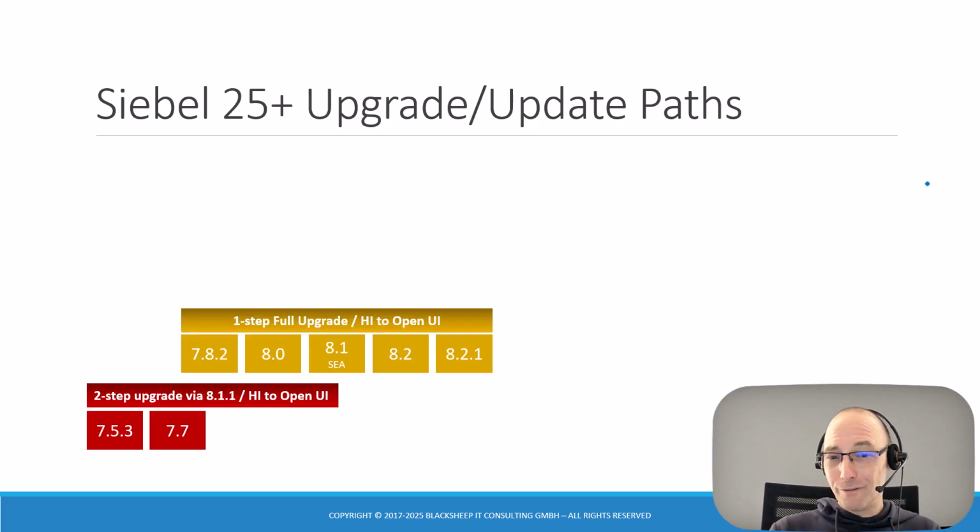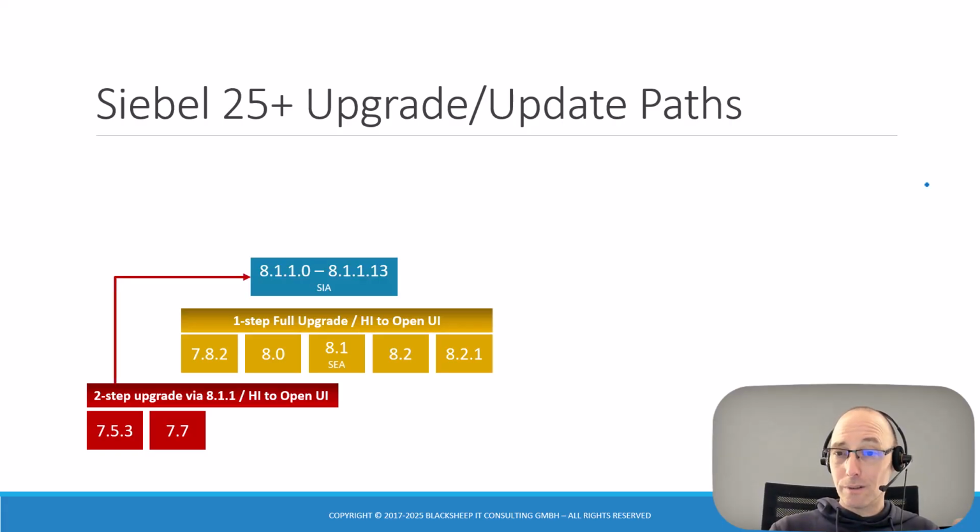More modern versions, if you will, until the 7 and 8 versions, they need a one-step full upgrade. So we're talking about a full upgrade project, which takes person years. So those are these very expensive and time-consuming upgrades that you have to do to get to the highest version.